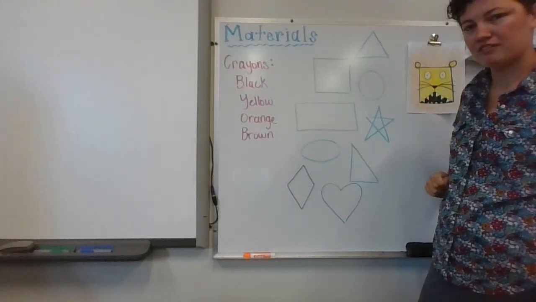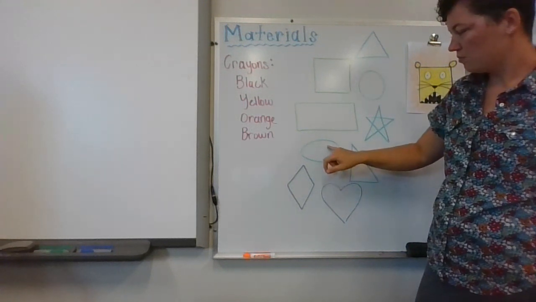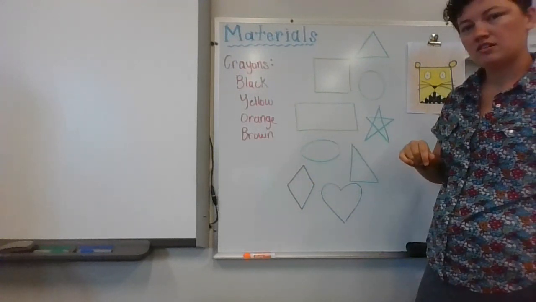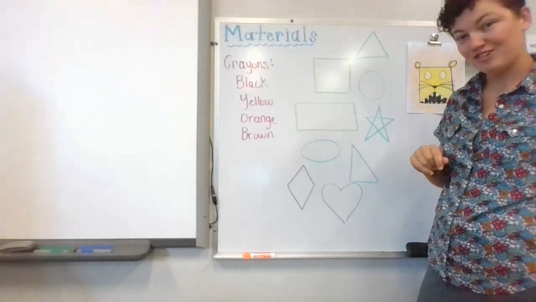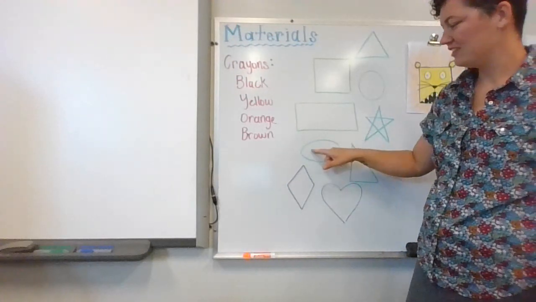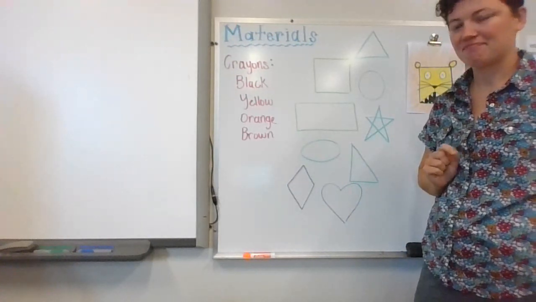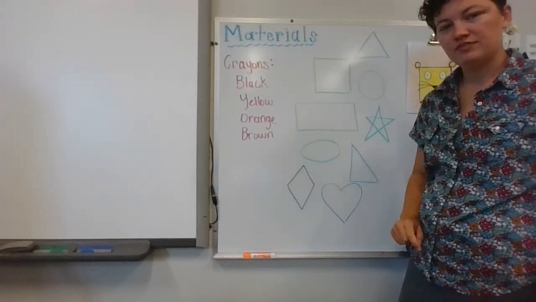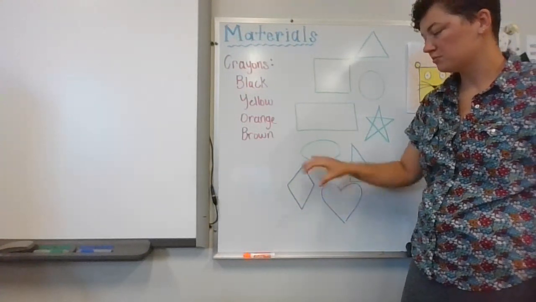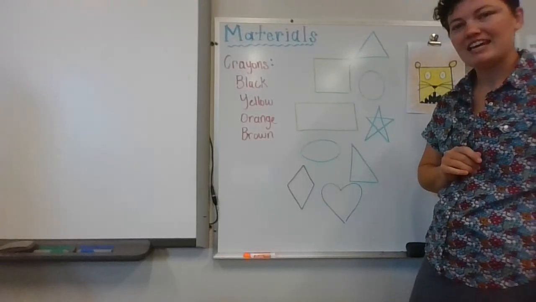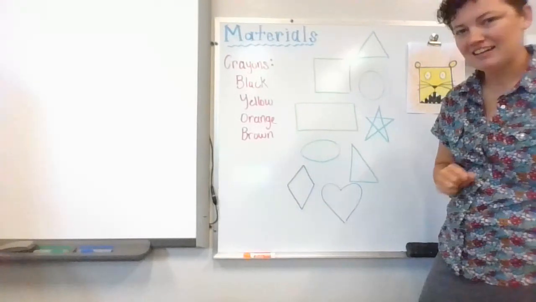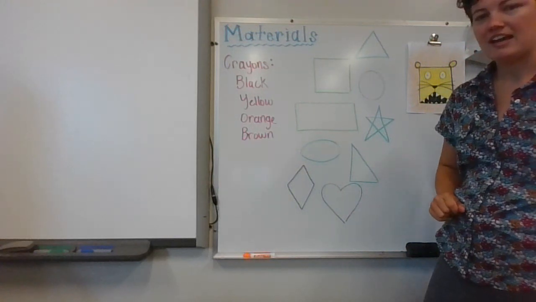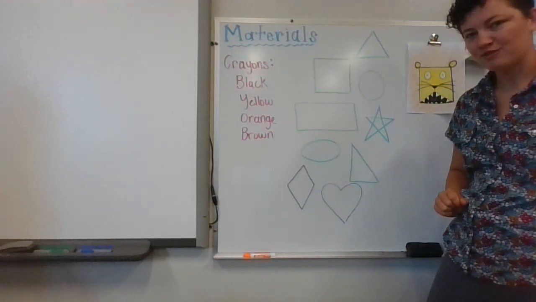Okay, but they're a little bit different, right? What's this? An oval. Right, so it looks almost like an egg, doesn't it? What about this? Looks kind of like a square, but it's on an angle, right? It's a diamond. And everybody should know this last one. What's that? A heart. Right.